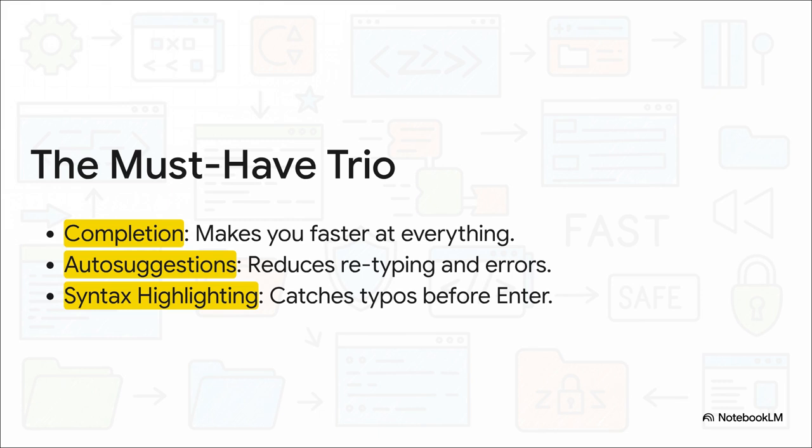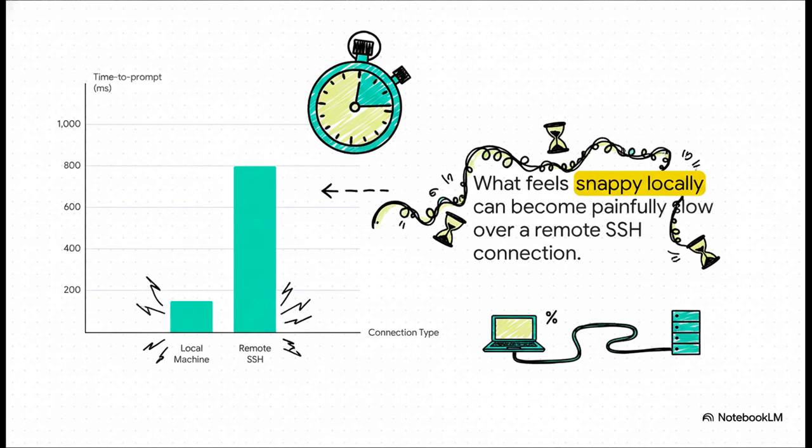So if you're only going to pick a few, what do you choose? Well, you pick the ones that give you a massive return on investment every single day. Things like auto-completion, that makes you faster at literally everything. Auto-suggestions, so you're not retyping the same long commands. And syntax highlighting, to catch your typos before you hit enter. This is the must-have trio. They earn their keep.